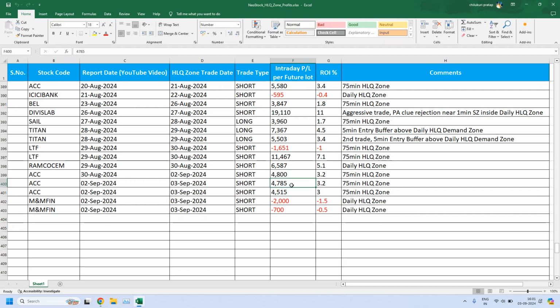Yeah, 4,785 rupees profit it has given. Sorry, this is the first trade, the morning 9:15 trade, 3.2% ROI. I am sure many of your trades would not have executed here. Those who have taken a cash trade, probably some of your trades would have executed in this. F&O trades might not have been executed at this price.